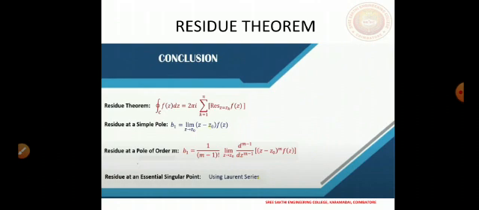If it is a pole of order m, then we have to take the m minus 1 derivative of the function z minus z naught power m times f of z, and then take the limit. Also we have to divide by factorial m minus 1. If it is an essential singular point, we have to use the Laurent series expansion, and then find the coefficient of the term where the negative power starts.